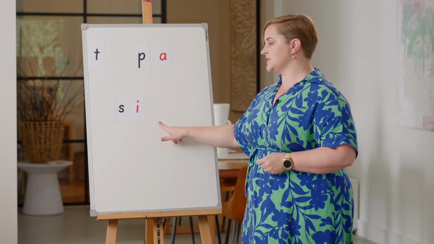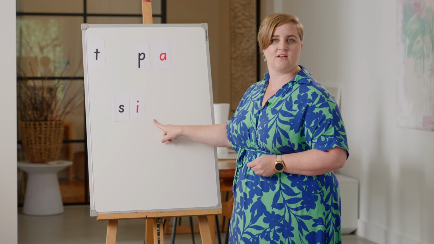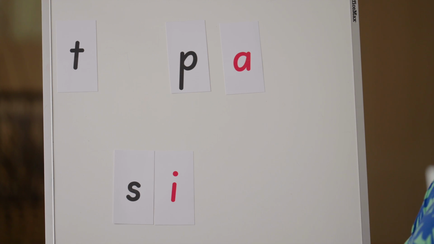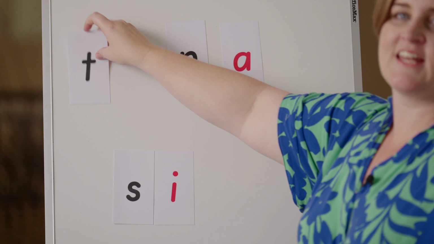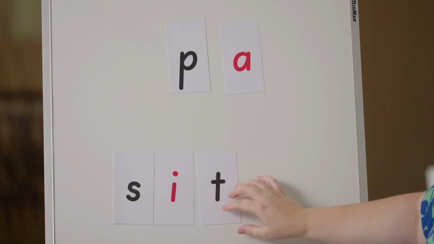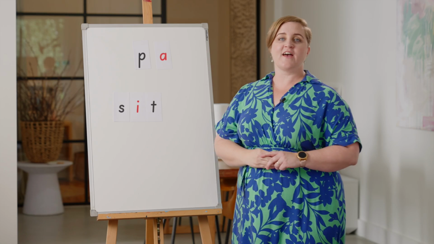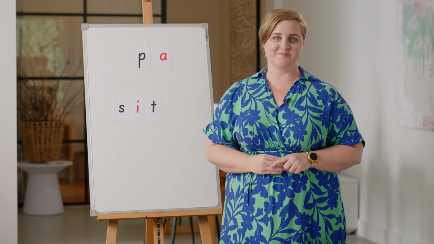S, it. Which sound do you hear here? T. That's right. Which letter do we use to make the T phoneme? Good job. It's the letter T. Bring that down. Let's read that word and put it together. S, it, sit. Fantastic word building today.